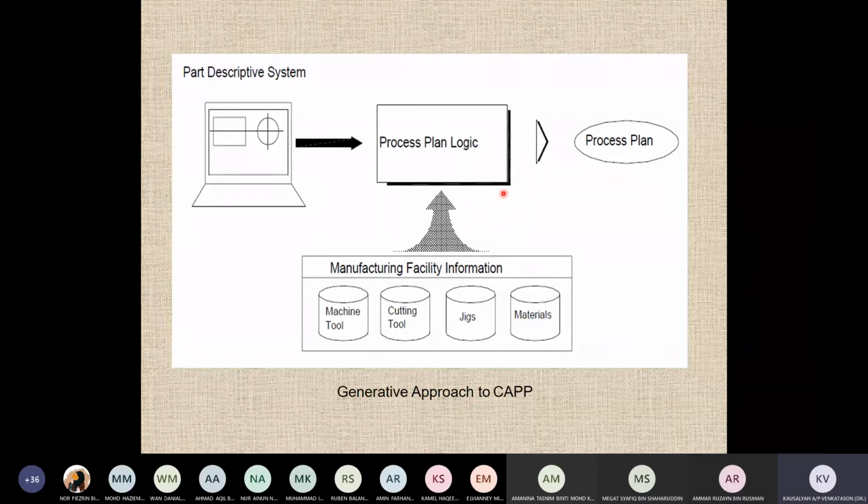If you're going to do injection molding, you must know that you need to place a gate over here and all those things. And once it is done, then the process plan is generated. So what I'm trying to say over here is that it is software based, compared to the variant approach.